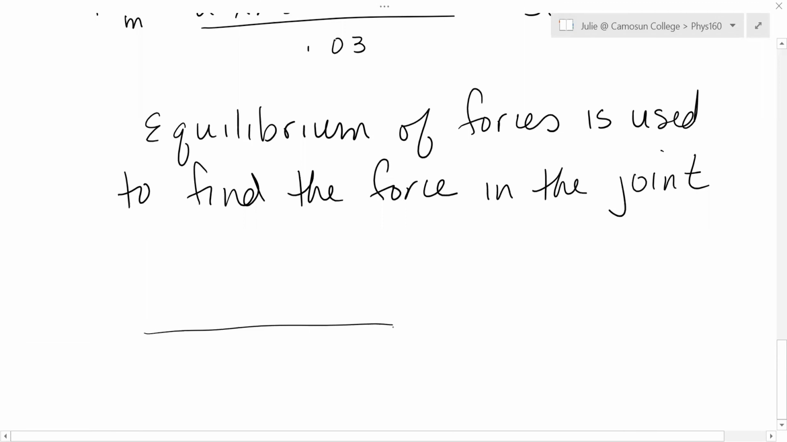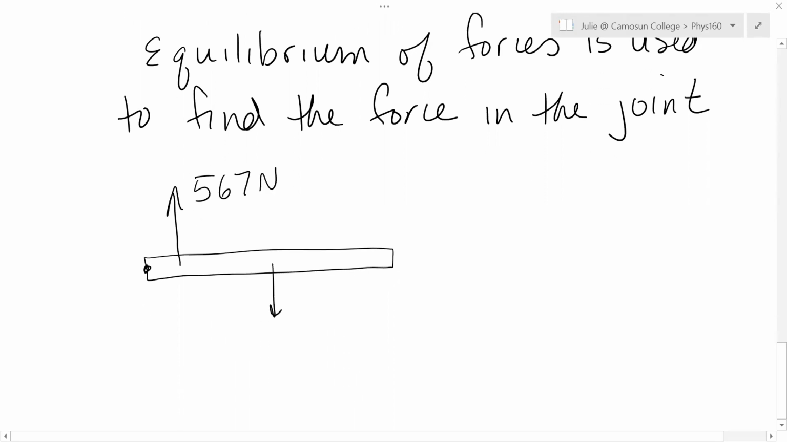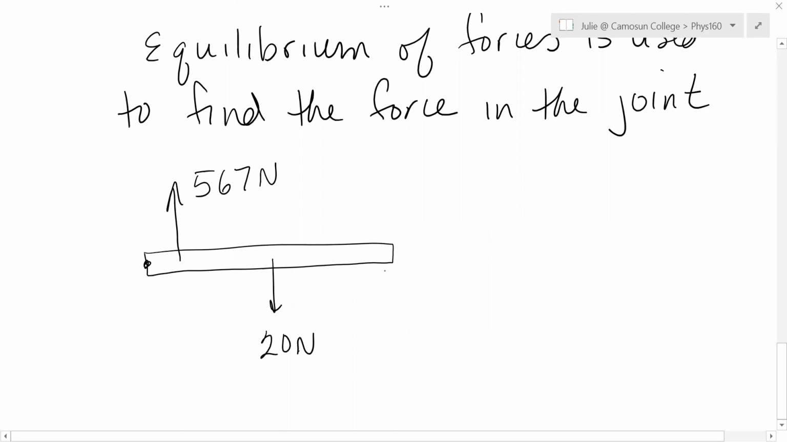Okay, so let's look at this forearm again. Got this huge force, 567 newtons from your bicep muscle. You've got the weight of your forearm and the weight that you're holding. Clearly, the up force is way bigger than the sum of the down forces. Your whole forearm would go flying straight vertically up toward the ceiling if this were the situation.